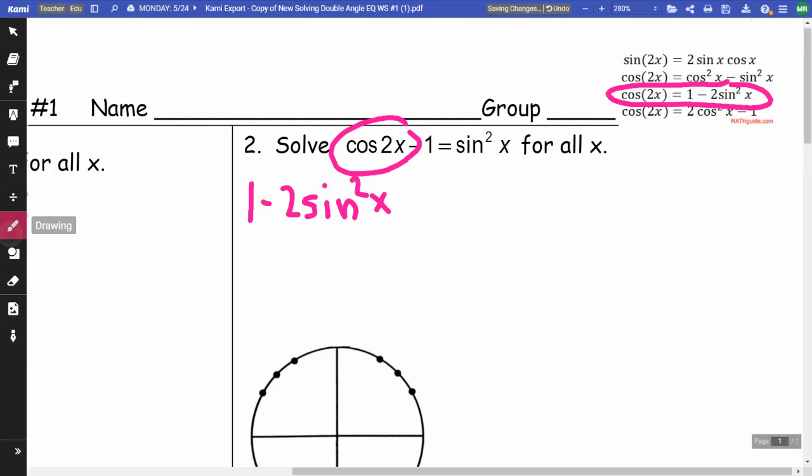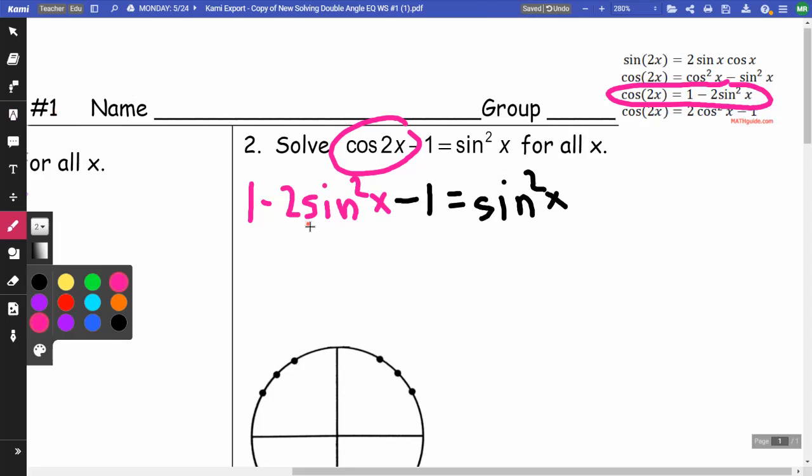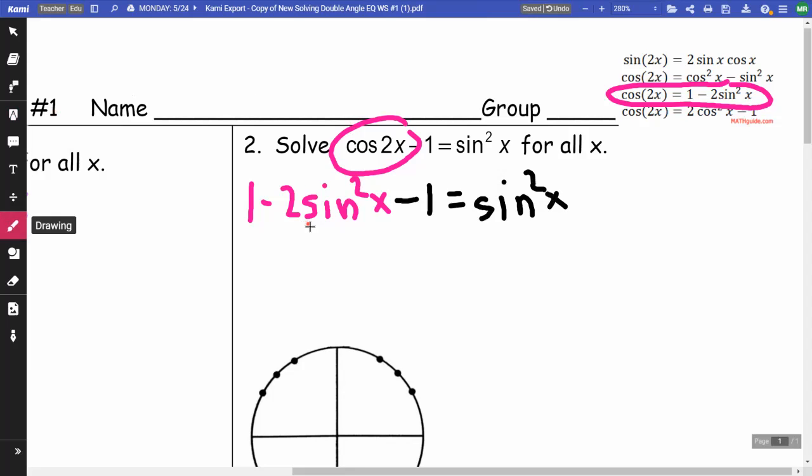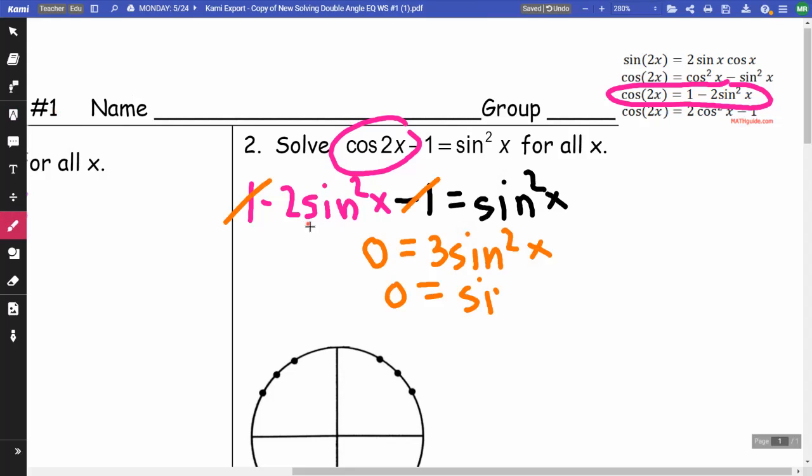And then I still have the minus 1 in that equation and the sine squared x. Okay, so the only thing I changed was my cosine 2x. I substituted this in place. So now what we notice is this 1 and this minus 1 are going to cancel out. And I think I'm going to add my 2 sine squared to the other side, and I'm going to get 3 sine squared x. I'm going to divide by 3, so I get sine squared x.